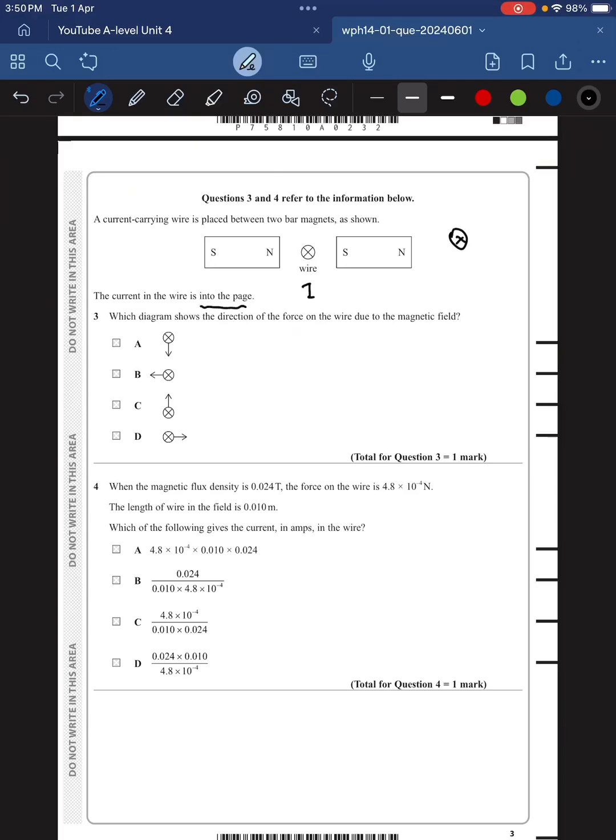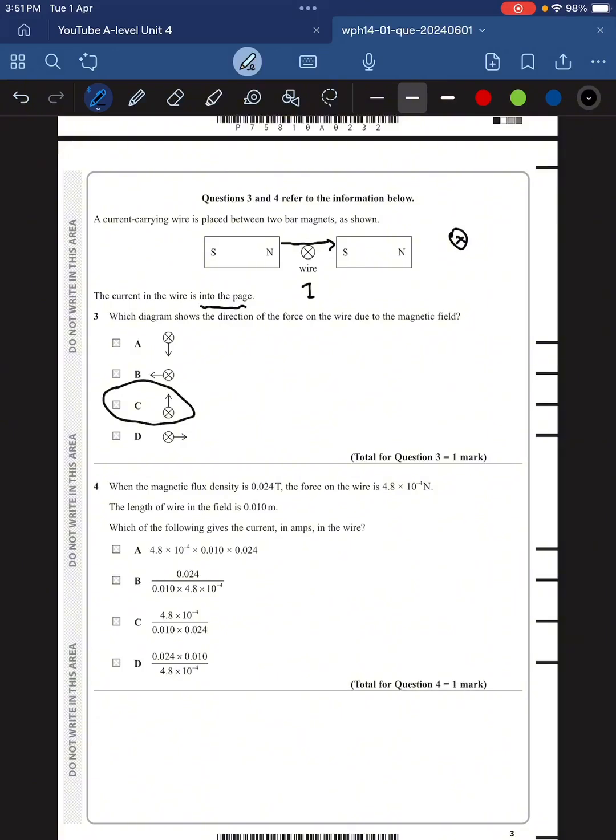Which diagram shows the direction of the force on the wire due to the magnetic field? So we have to use Fleming's left-hand rule. So our index finger points in the direction of the magnetic field, which goes from north to south. Okay, so that's our index finger. Our thumb should point in the direction of the current. So our thumb should point into the page. Okay, therefore our middle finger will show the direction of the force, which is up, so it's C. Okay, hope this makes sense because you cannot see my fingers in this video.